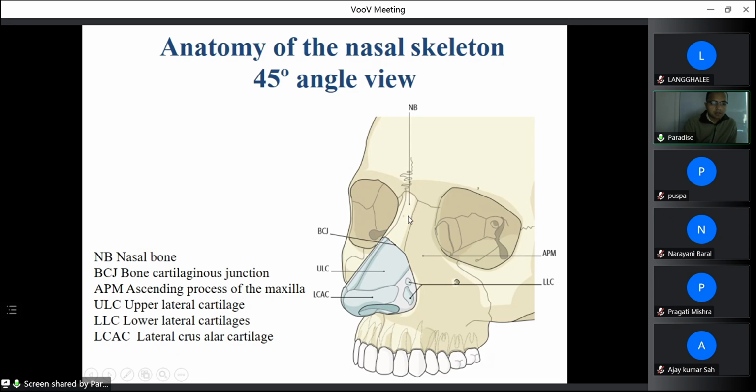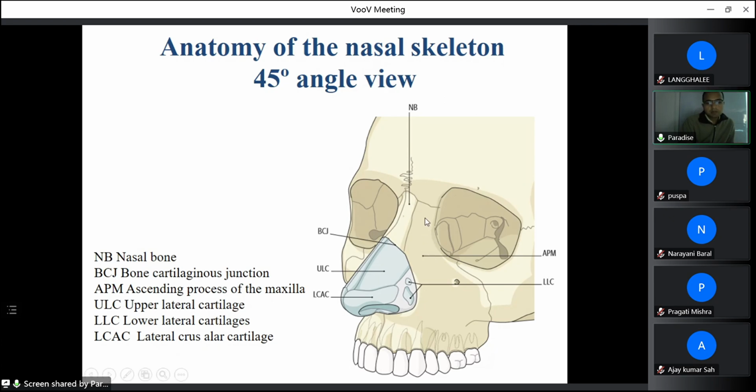So this is the nasal bone, and there is the bone-cartilage junction. The upper part of the nasal bridge is made up of nasal bone. The lower part is completely made up of cartilage. Whenever this cartilage is fractured, you can't put any plate or screw. You can't reduce or fix the cartilage. As you know, cartilage is an avascular structure. Whenever the cartilage is fractured or traumatized, you have to go for a graft because it will undergo necrosis, as it does not have its own blood supply. It depends on surrounding structures for nutrition.